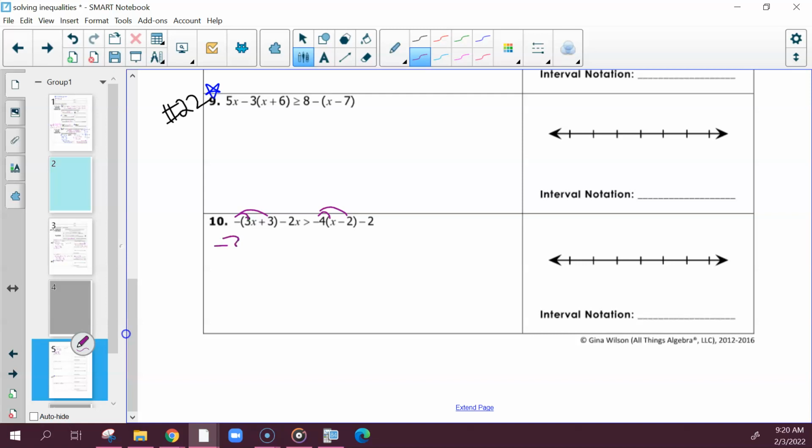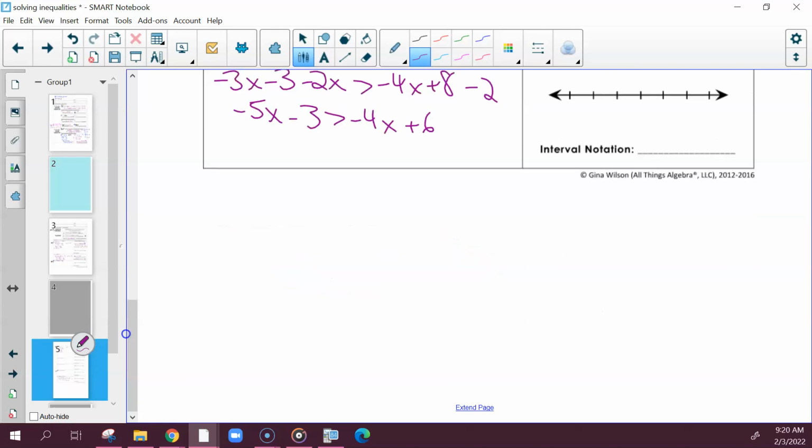So this would be negative 3x minus 3 minus 2x. The sign stays the same. Negative 4x plus 8 and then minus 2. We could combine our like terms. Negative 5x minus 3 is greater than negative 4x plus 6. What do we want to move first? Plus 3. We have negative 5x is greater than negative 4x plus 9.